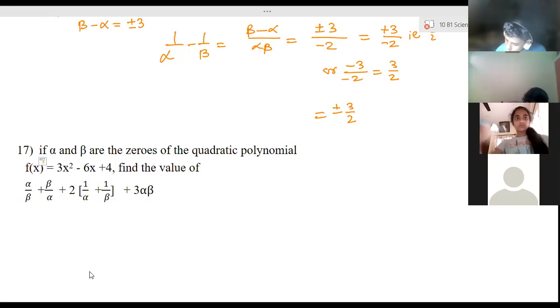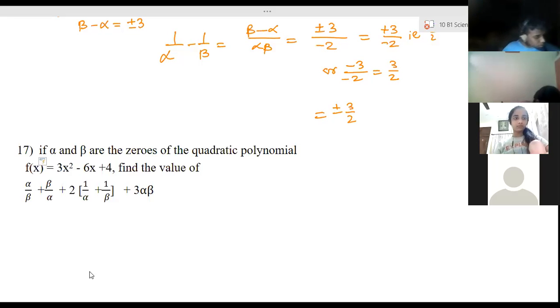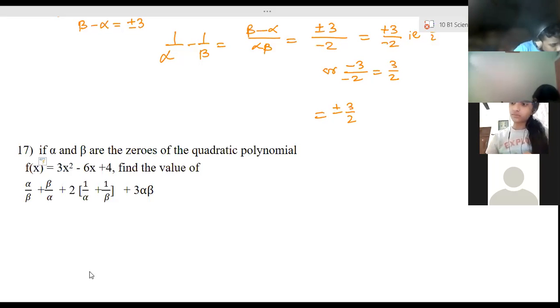And in the 15th one, over there alpha cube and beta cube will be common. And inside we'll get alpha plus beta. So alpha cube into beta cube will become alpha beta whole cube.